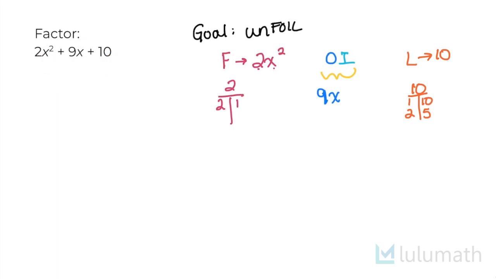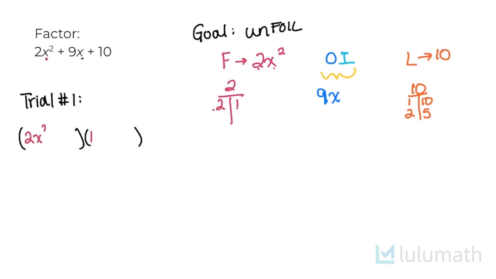Because this is trial and error, we're going to start our first trial. For trial number 1, the nice thing about this 2 is that my only options are 2 and 1. So I'm going to put a 2 here and a 1 here, because I want them to multiply together to give me 2x squared.